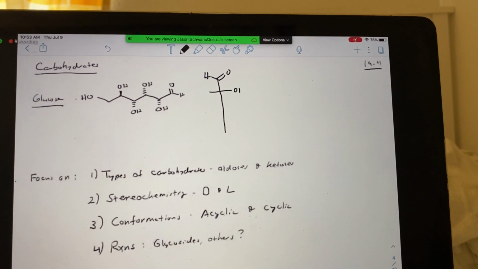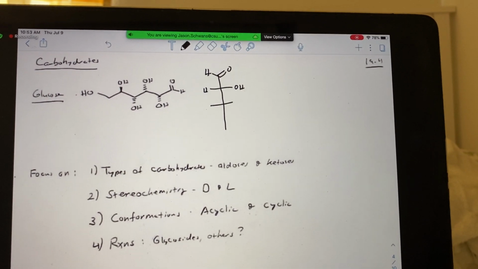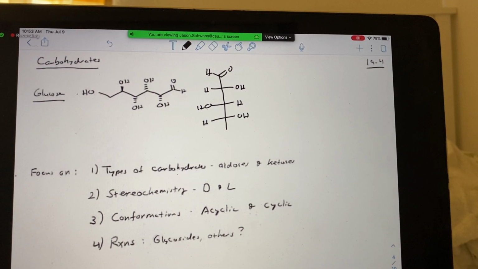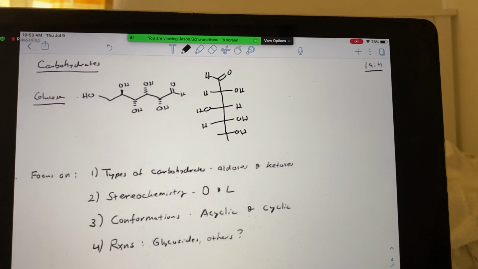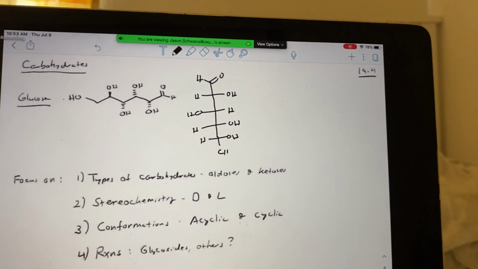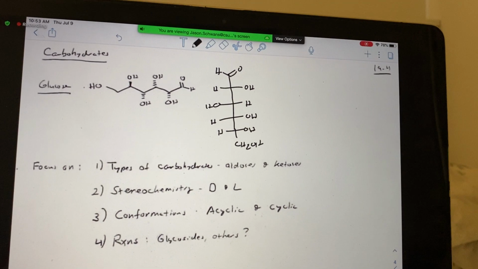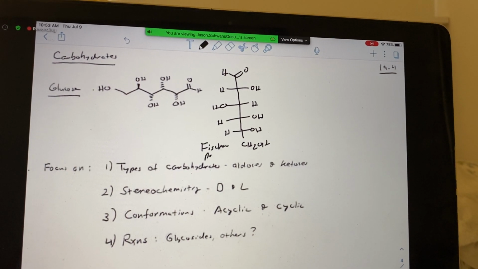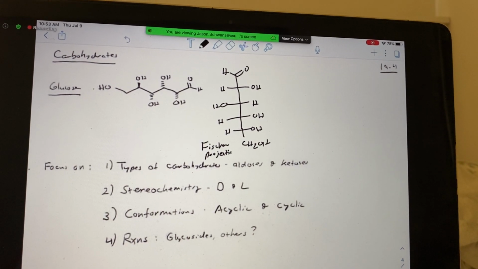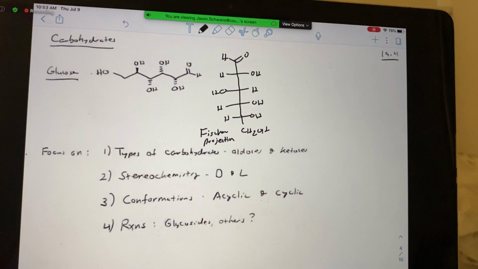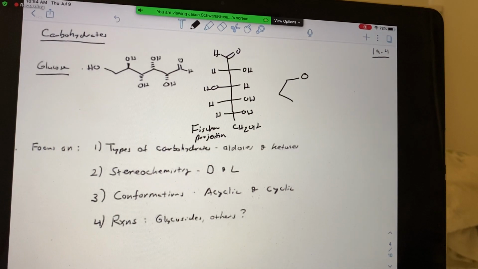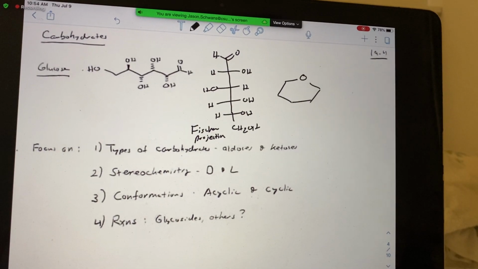So one way of drawing these is the Fischer projection. So I'll draw the Fischer projection here for glucose. We're going to use glucose 100 times. And we'll go through this process next time. But we want to get used to thinking about this in terms of the Fischer projection. So next time, as I mentioned, we'll go through how we convert from one to the other. We want to think about this in terms of what's known as a Haworth projection.